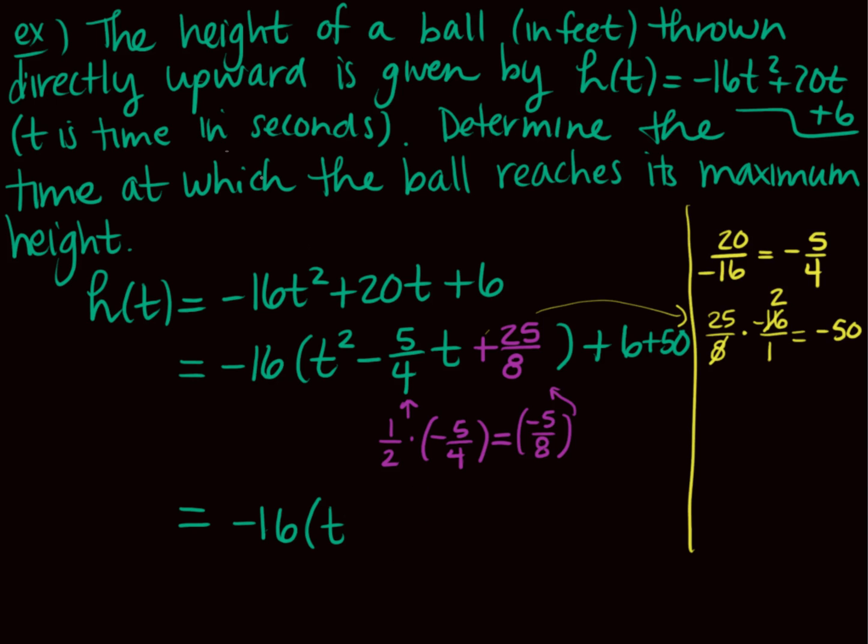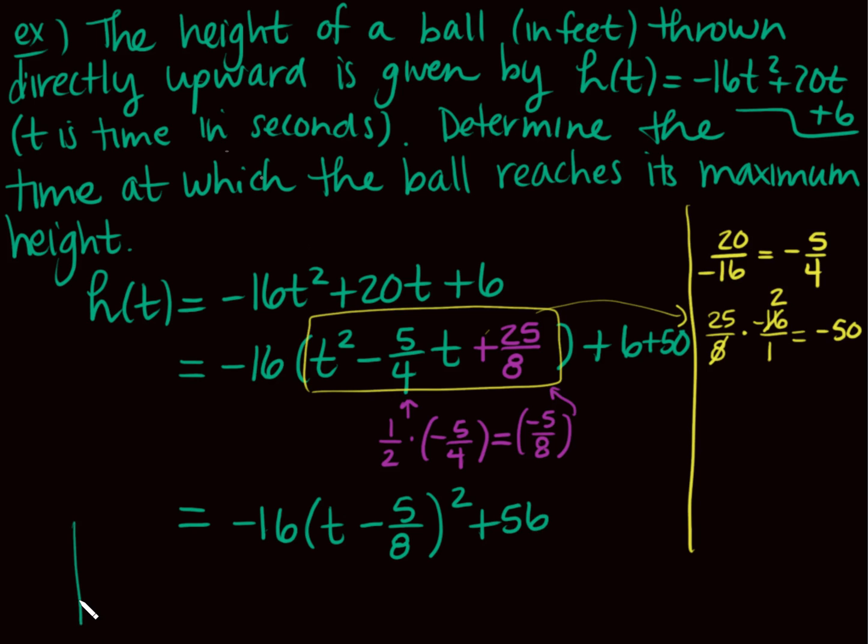All right, so now what I need to do is factor this into a perfect square. I know it is a perfect square because I forced it to be. What is this term that I squared? It's a negative 5/8, squared, and then I have plus 56. So look at what this is. This is a parabola, to the right 5/8, up 56, opening down. So this is the max.